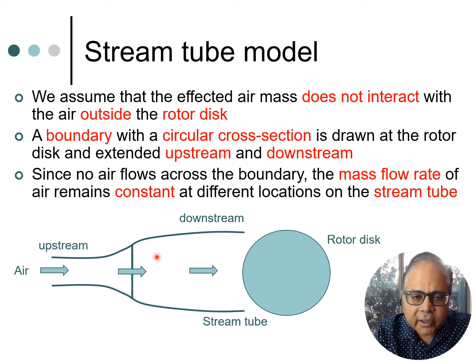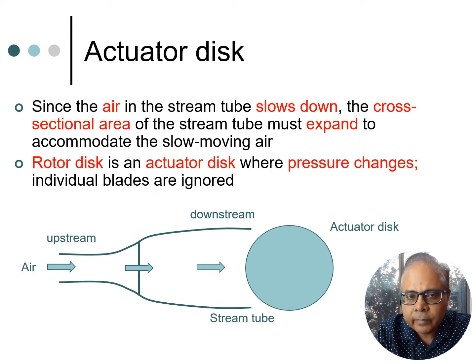Now, no air is supposed to flow across this boundary which is created by the stream tube. So the mass flow rate of air is going to remain constant at different locations on the stream tube. That is an important assumption which is going to let us use the different equations for fluid flow in the wind turbine model.